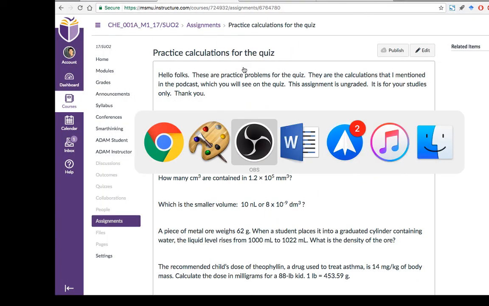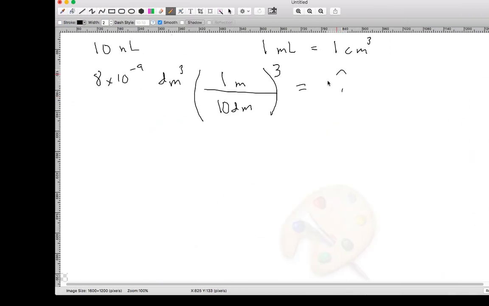That's 8 million, which is 8 times 10 to the sixth. Now, the cubic decimeters cancel right there, and I get cubic meters, right? This 3 applies to both that and that, and that! Don't forget, it's important. So this is cubic meters. The answer is 8 times 10 to the 6 cubic meters.